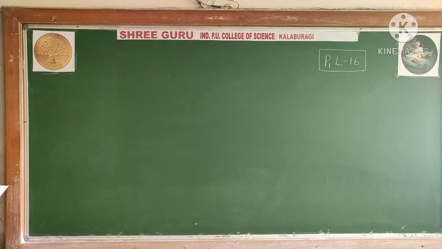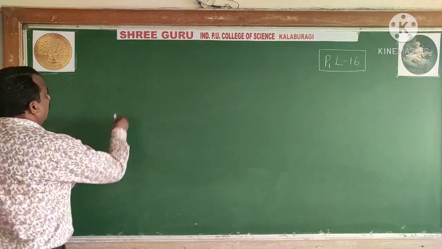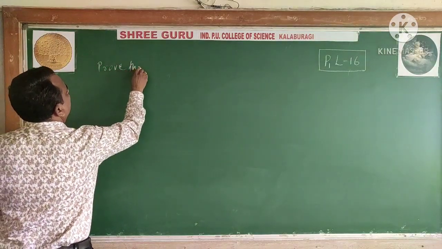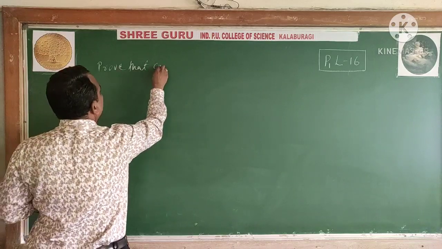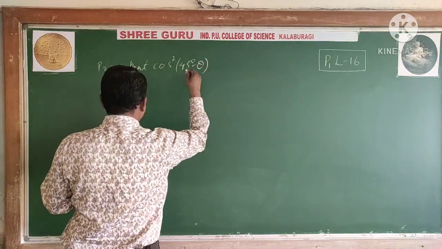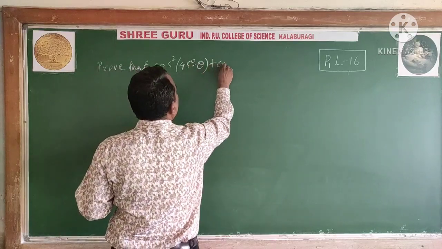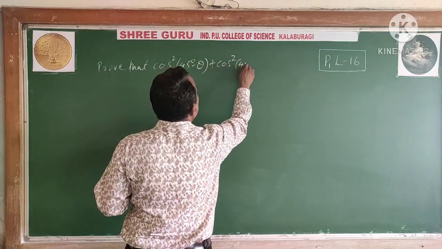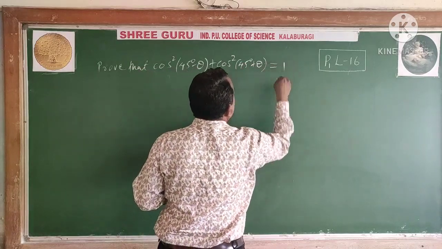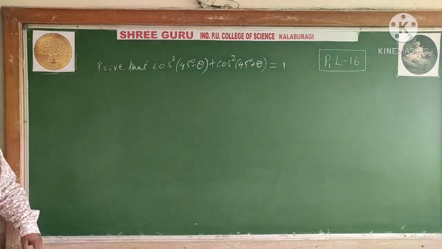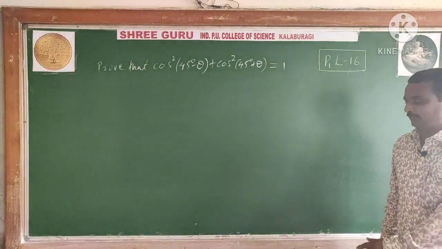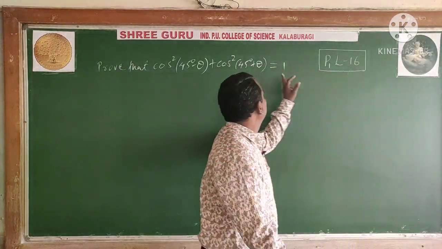Now see the next, similarly. See this one. Prove that cos square of 45 minus theta plus cos square of 45 plus theta is equal to 1. This type of example was already calculated in the last class. Products are not converted here. So this is in terms of sum.